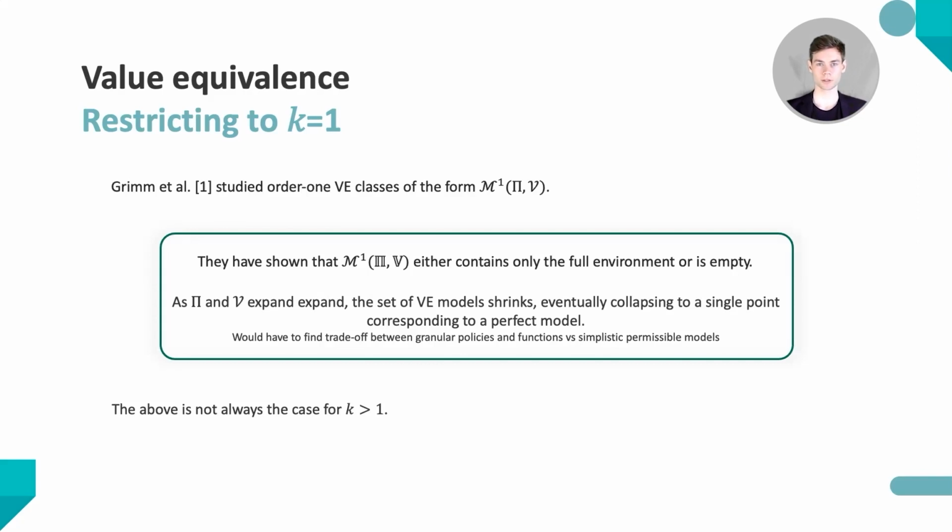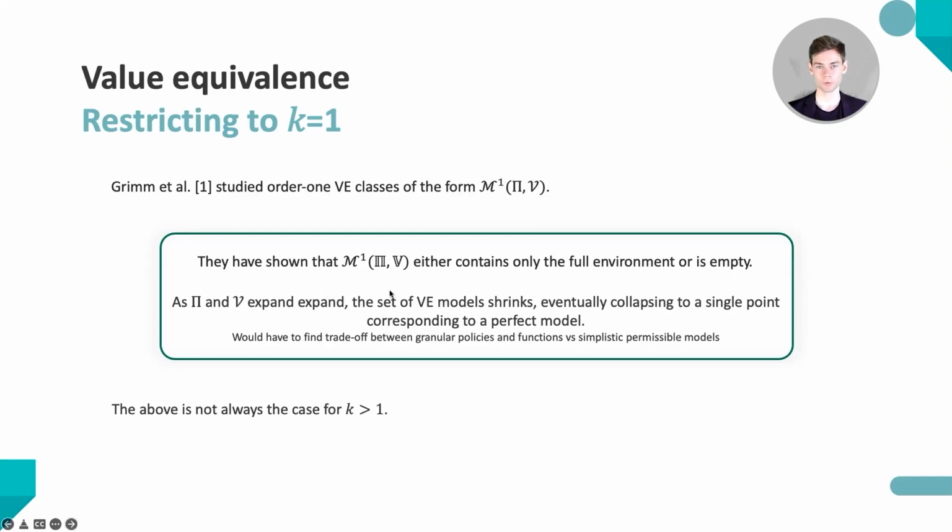The more policies you include, the more stringent you become in your requirements for the model you use. So it's trickier to build a model that behaves very similarly in all different scenarios of acting compared to something that only needs to behave the same if you always turn left, for example. So it puts more constraints on what models will be applicable. And therefore, the set of permissible models will decrease as this set of policies, pi, and the set of value functions, big V, expand.